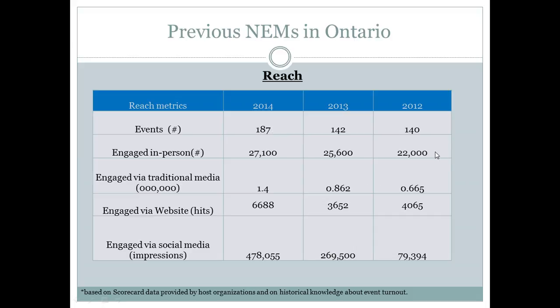Another key metric that we look at are the number of people we were able to engage in person. We were at 22,000 back in 2012. We got up to 25,000 in 2013 and managed to bump that up over 27,000 this year. So again, all of the numbers are climbing in the right direction. You see our traditional media, which is magazines and the newsprint, the Toronto Star supplement that we publish is the biggest part of that. 1.4 million people reached that way.